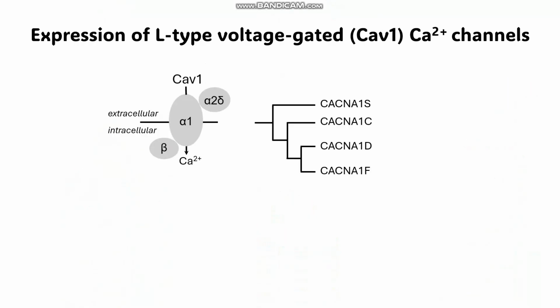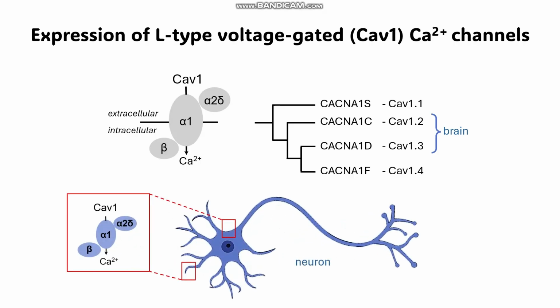L-type calcium channels are encoded by 4 genes that produce Cav1.1, Cav1.2, Cav1.3, and Cav1.4 subunits. Cav1.2 and Cav1.3 are the main L-type calcium channels in the brain, while Cav1.4 is restricted to the retina and Cav1.1 is expressed in non-neuronal cells. L-type channels are located on neuronal soma and along dendritic processes.